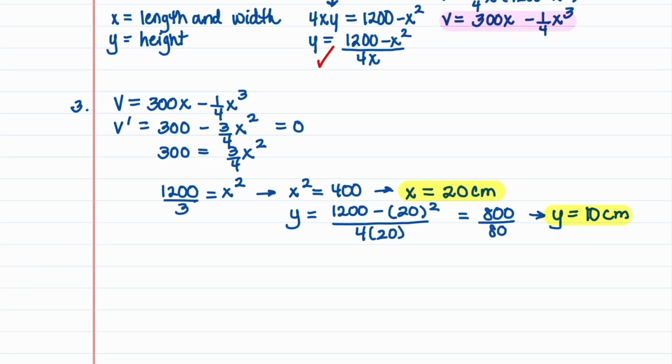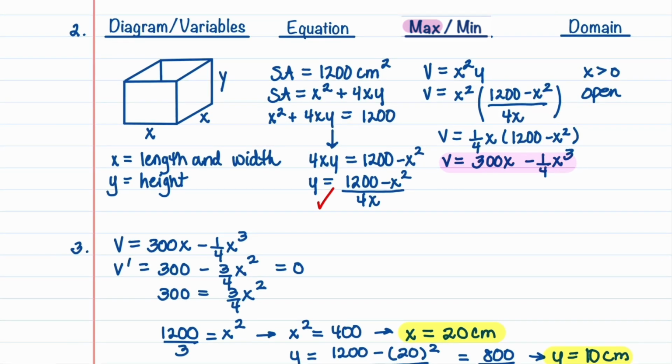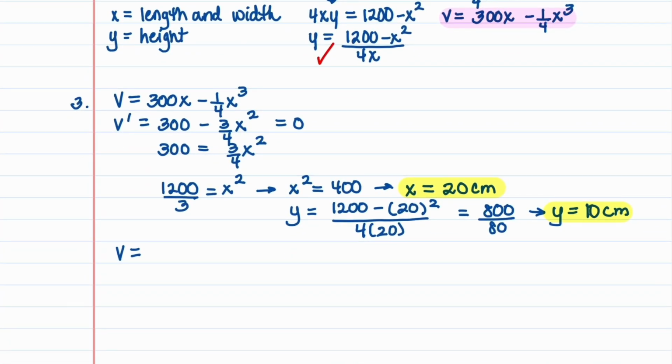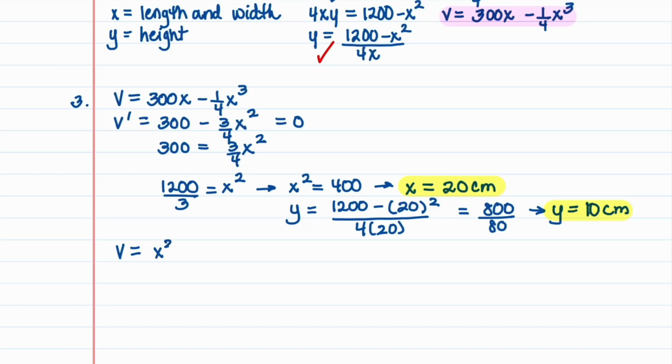Now what we need to do is find our maximum volume. So let's write down our equation for V. We can pick two of them. V is x squared y right here, or the one we have below that. Let's use the x squared y. That one's going to be easier. So V is x squared times y. X is 20 centimeters, so this is 20 centimeters squared. Y is 10 centimeters. So this is 400 times 10, which gives us 4,000 centimeters cubed.